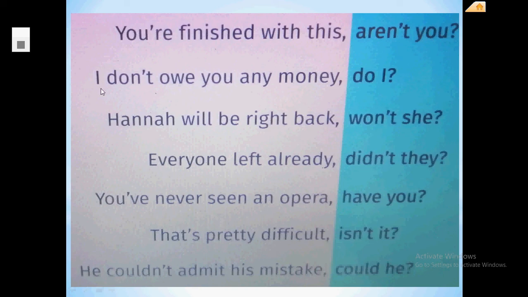Number two, I don't owe you any money. Do I? Don't. So do is the auxiliary verb. I write it here. One is negative, the other will be positive, and the same pronoun. Okay, guys? Hannah will be right back. Will, to make a balance. Hannah is a girl or a woman, and I refer to Hannah with the pronoun she. Okay, guys? Now you have 2 minutes to read the rest of the examples.